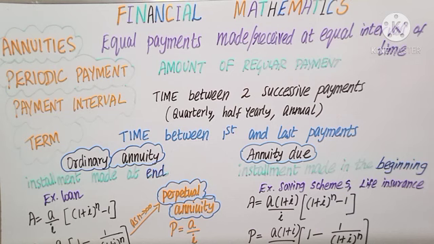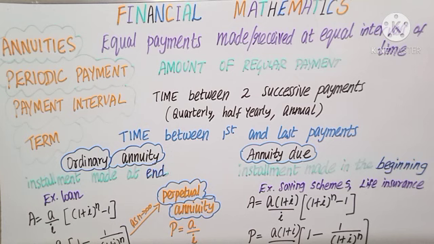Money is a day-to-day transaction, isn't it? We get loans, we save money. In every case, we are paying money, not all at a time. Mostly, we pay monthly or quarterly or half-yearly or annually, not for a single year, but for 10 years, 15 years, 20 years, like that. In this chapter, we are going to learn about the payments that we make.